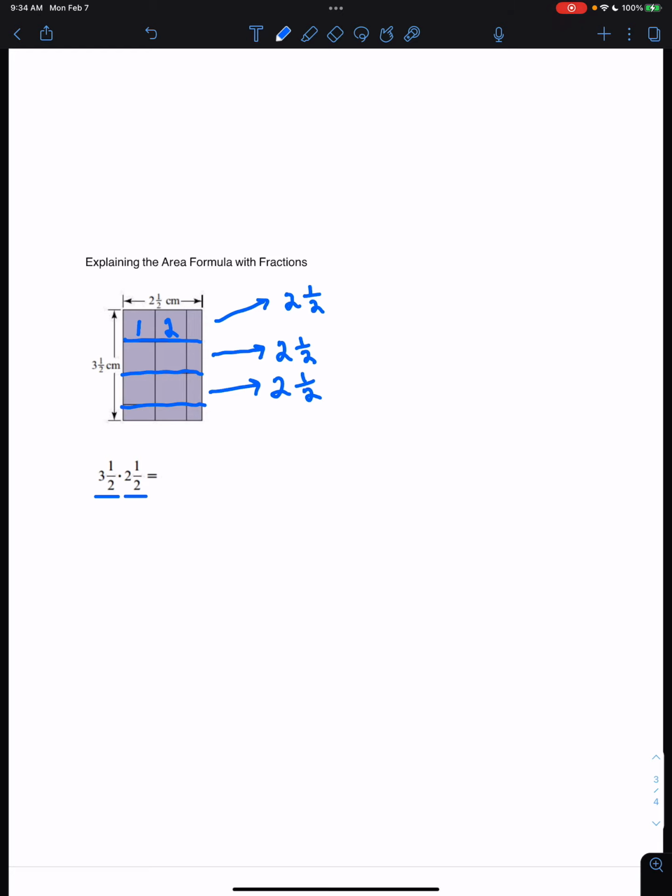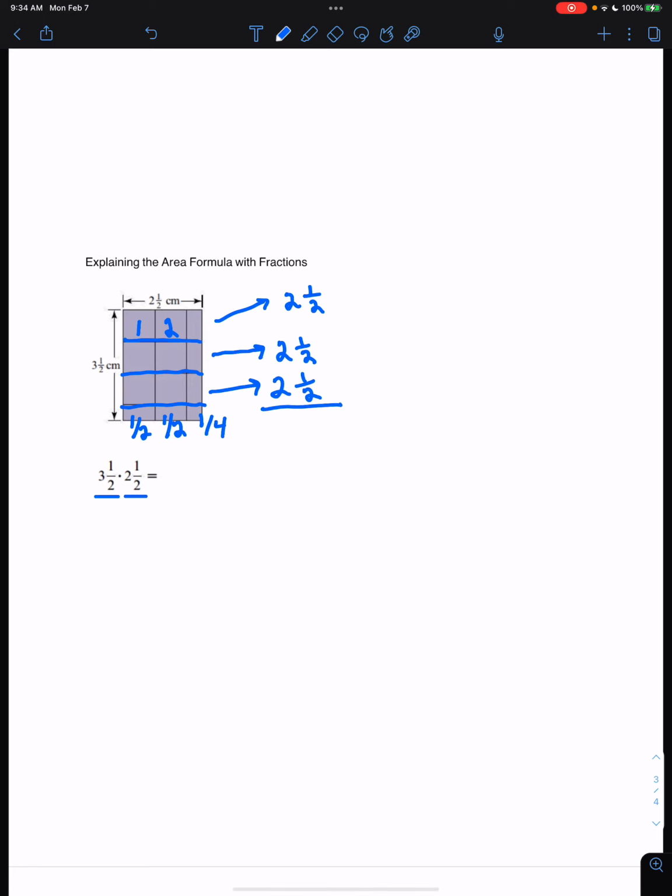Here we have half of one. We have a half here. We have a half here. And here we have a half of a half, which is a quarter. So we're adding up all of these square units. So we're adding 2.5 plus 2.5 plus 2.5.